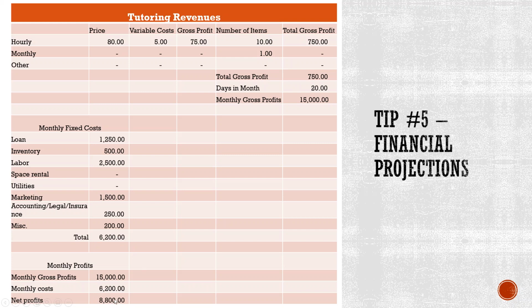Now, not only do you have a good idea what your monthly profit is going to be for this month, but here's the kicker: now that you've got this financial model set up, you can start changing your prices, your variable costs, the number of tutoring sessions offered, and the number of days in the month that you're going to tutor. Any of these variables that you change is going to immediately reflect in your net profits. So this is a great little structure that you can use to identify how much money you're going to be able to make on a monthly basis.